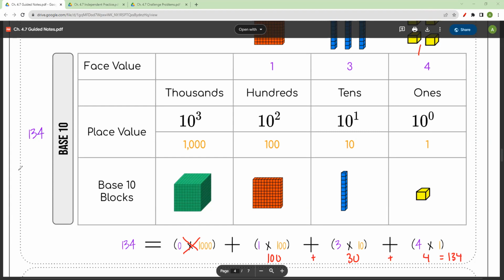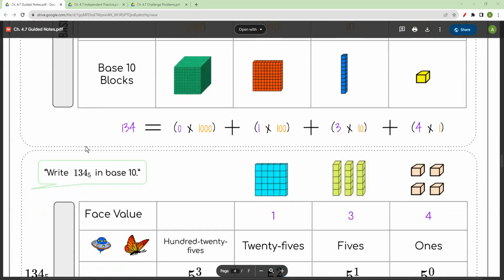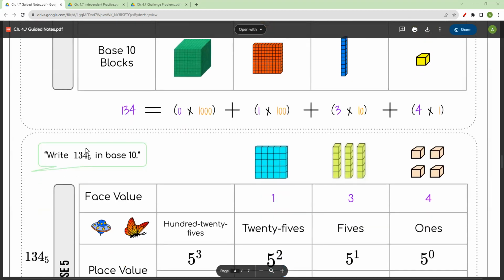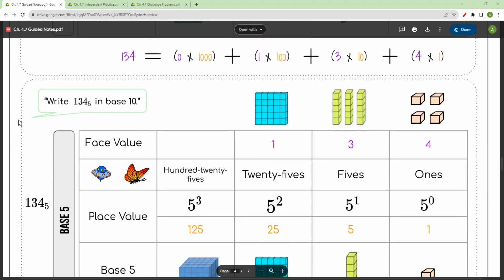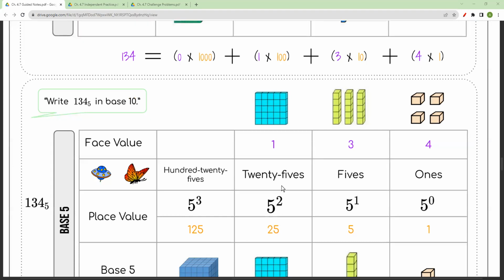Now imagine you're still in that same room and the aliens come and they take your base 10 blocks and chuck them out the window, and they give you a new set of base 5 blocks. And they tell you, build me 134. Oh, and you know what? This should say that. I'm sorry. So they tell you to build me 134 base 5.